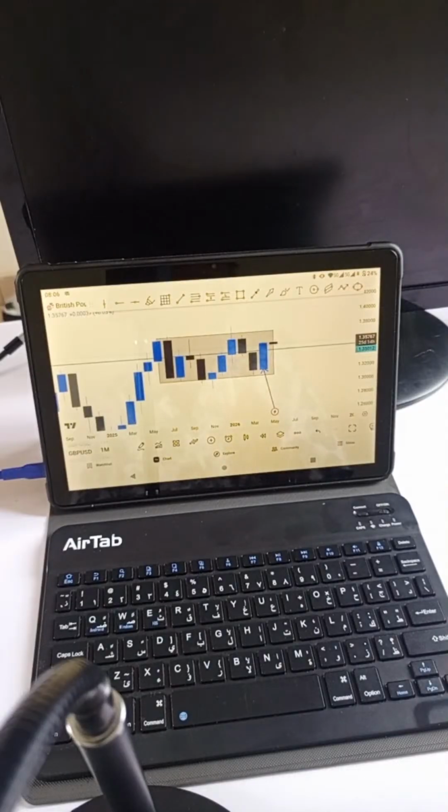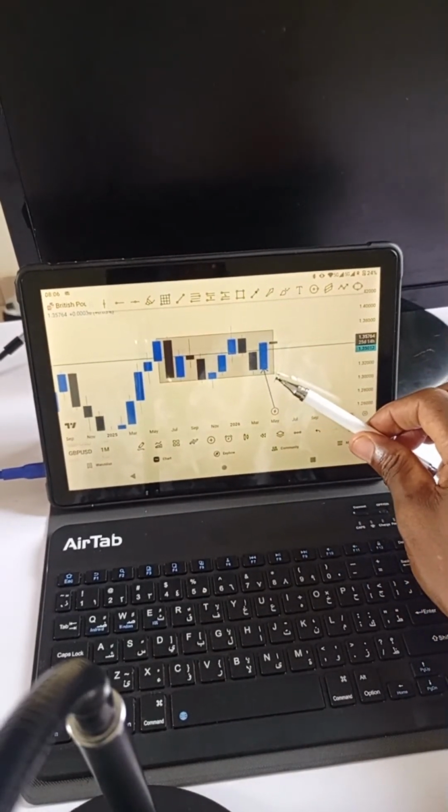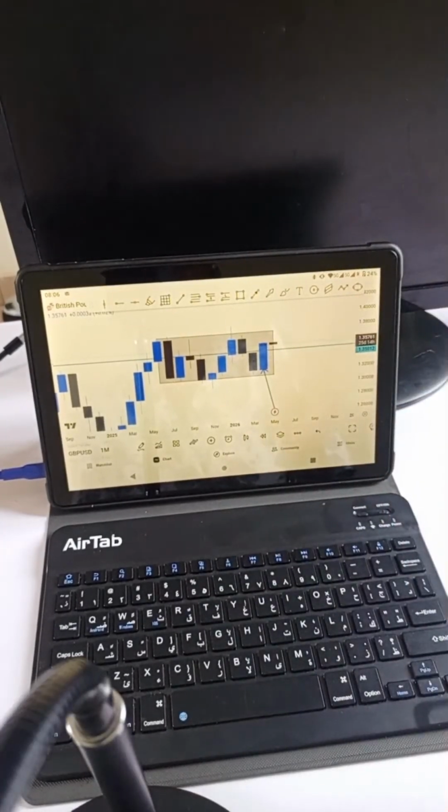What does that tell you? It tells you if you are making any decision on GBP USD, your decision should range between the low of the consolidation and the high of the consolidation, nothing more than that. That's the first thing you have to understand.